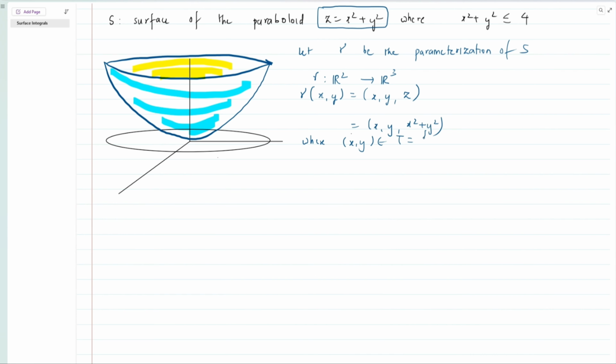So over here, the domain is going to be T, and that is the collection of all ordered pairs x, y, where x square plus y square is less than or equal to 4. So this is a way to parameterize the surface S.